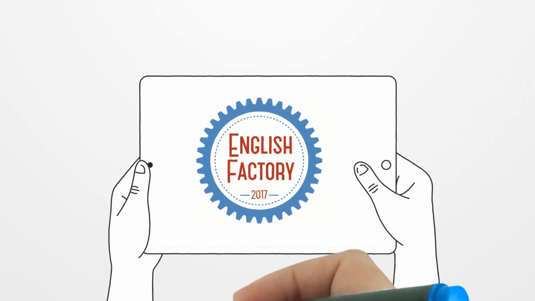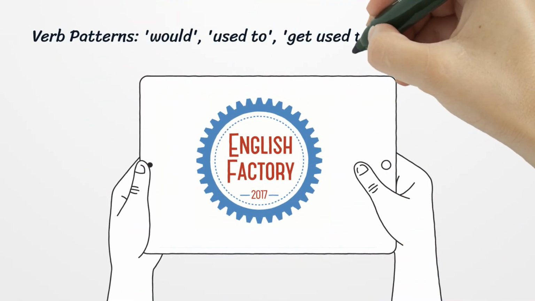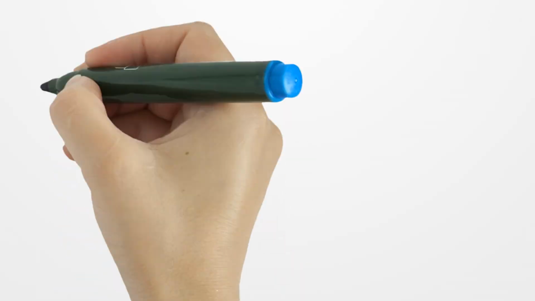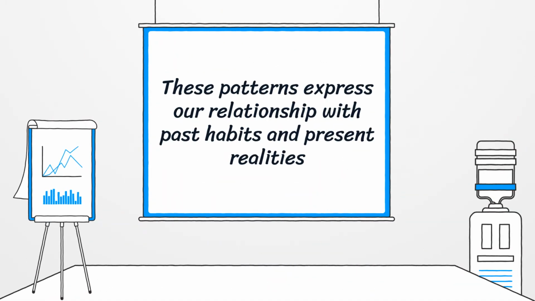Hello everyone. Today, we're going to untangle a group of grammar patterns. Would, used to, get used to, and be used to. While they may look similar, they serve very distinct purposes in expressing our relationship with past habits and present realities.